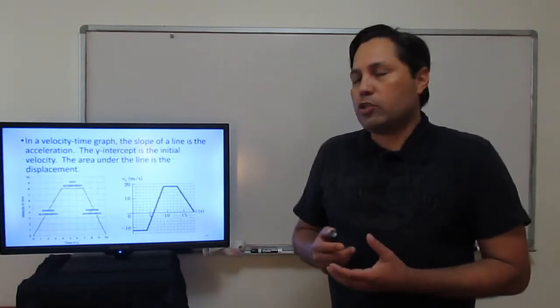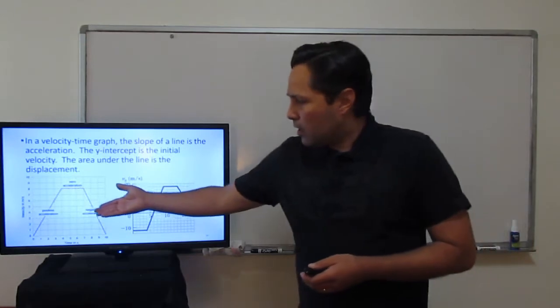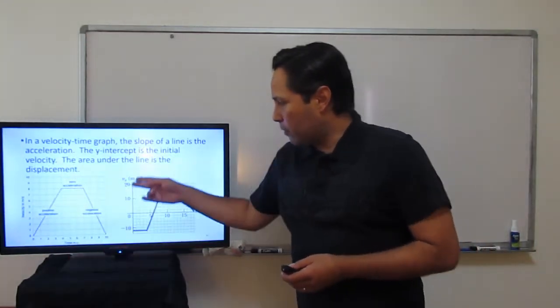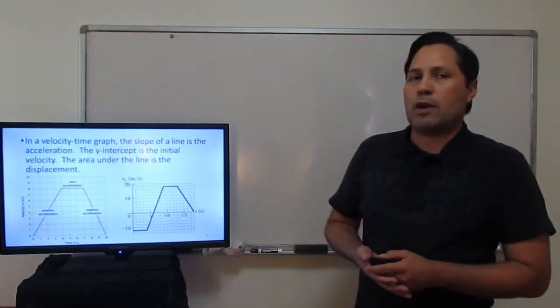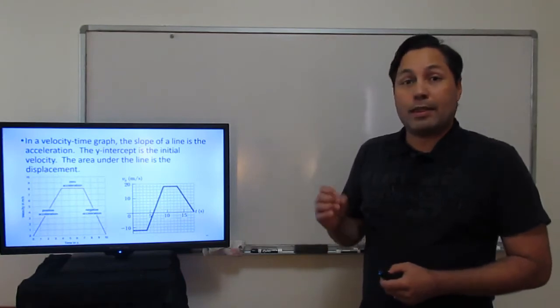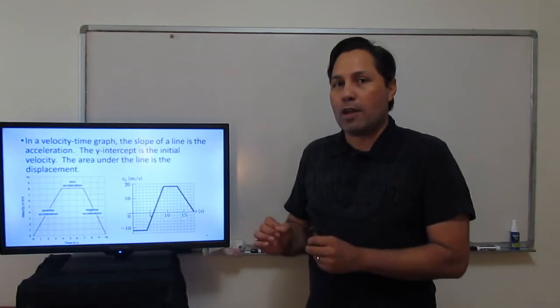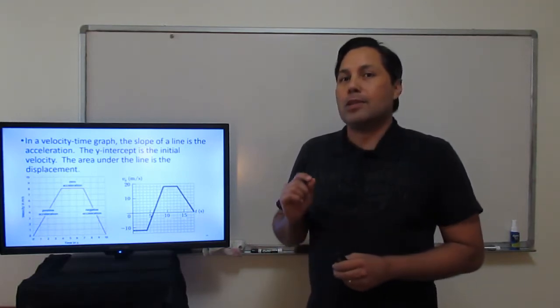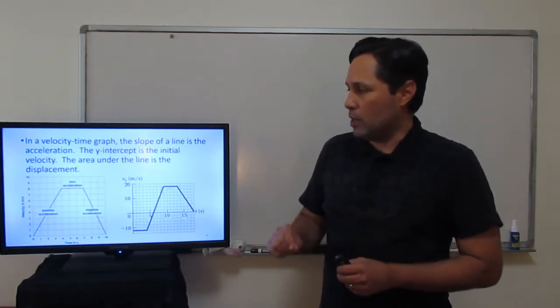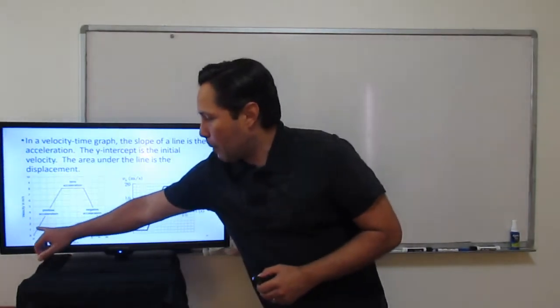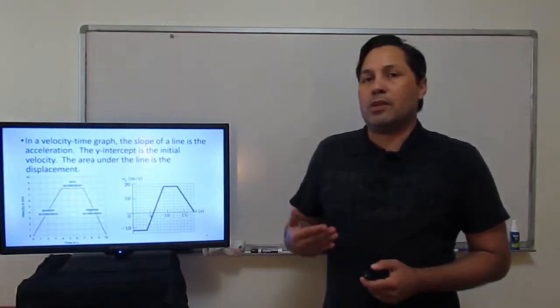Now, looking at some graphs, here they give you a velocity time graph, and also here another velocity time graph, and they point out the fact that the slope of the line tells you the acceleration. So in a velocity time graph, the slope of that line tells you the acceleration. Here we have a positive slope. That means our object is accelerating.